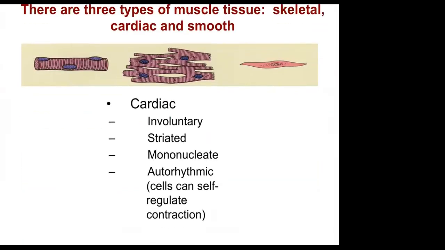So even though our focus is on skeletal muscle, I want to mention briefly cardiac and smooth, just so you have an idea of what we're comparing to. So cardiac and smooth are both examples of involuntary muscle. So again, it's part of our visceral division. We cannot control contraction of either of these.